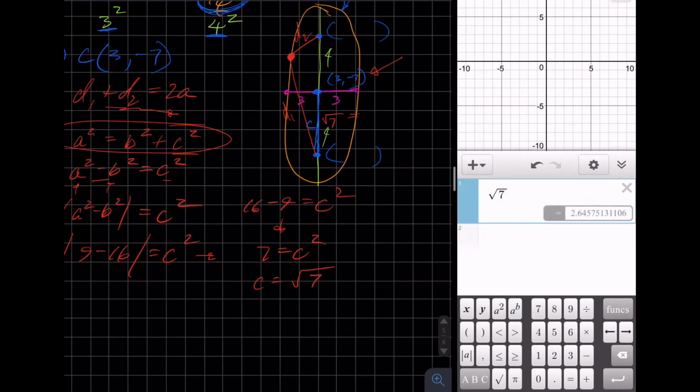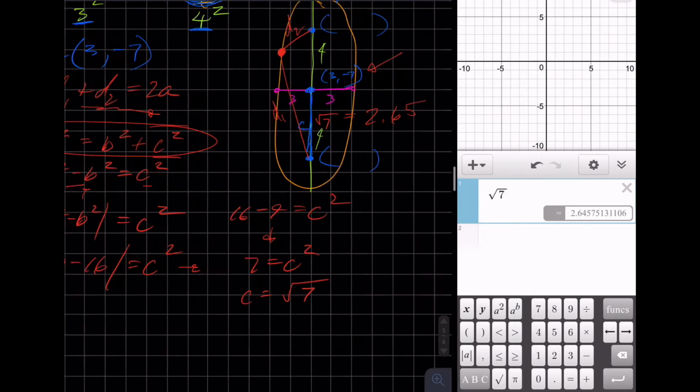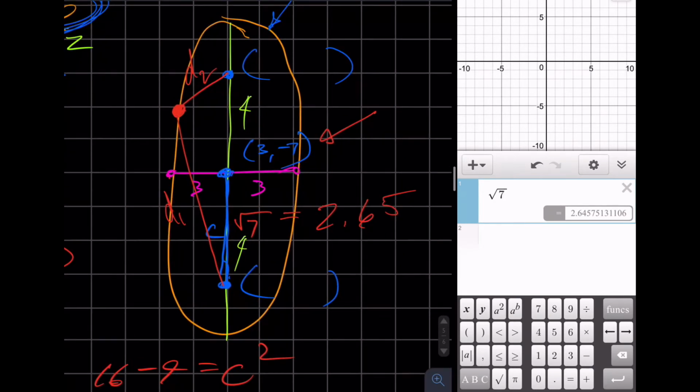Square root of 7, that's 2.64. And Hawks doesn't care if you're using the decimal here. I believe the problem always defaults to 2 decimal places for this particular problem. So I have 2.65. So what's happening is I'm going up 2.65 from negative 7.